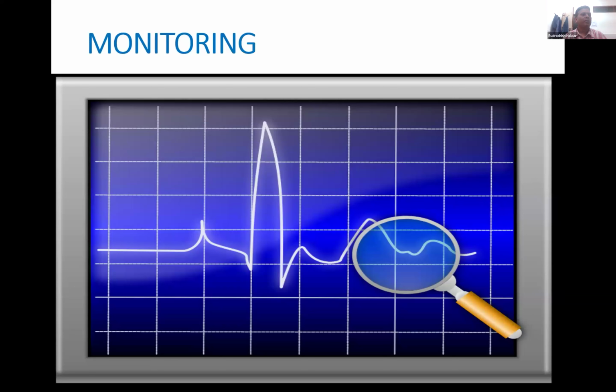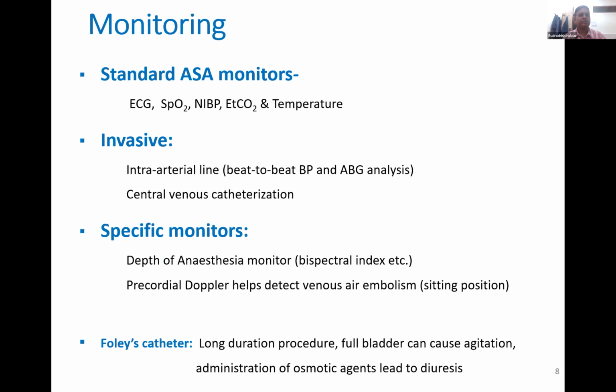So during awake craniotomy, the patient needs close monitoring, and the monitors include standard ASA monitors, which include ECG, saturation, non-invasive blood pressure, capnography, and temperature. And depending on the patient's coexisting conditions, an intra-arterial line can be inserted, which provides not only beat-to-beat blood pressure recording, but also enables us to do arterial blood gas analysis.